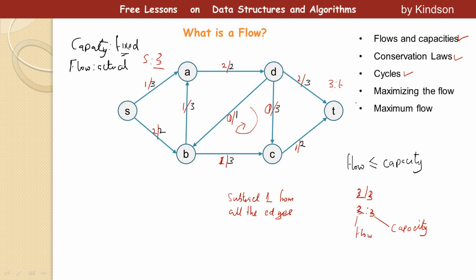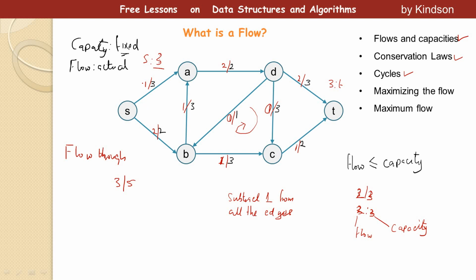And now let's talk about maximizing the flow. When we talk about maximizing the flow, we are talking about maximizing the flow through the network. And the flow through the network is the total flow coming out from the source. In this case, how many is it? It is 3. Meanwhile, the capacity is what? It is 5. What it means is that the network is not operating to capacity.